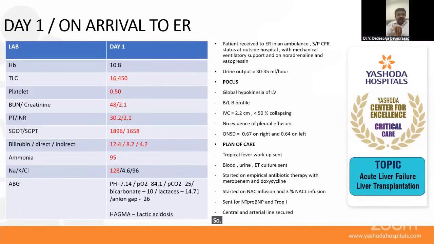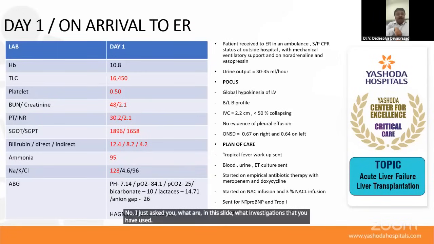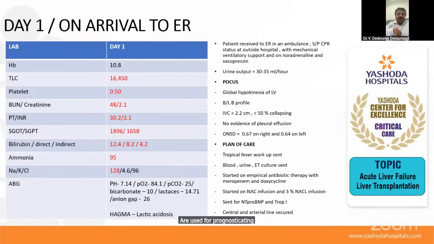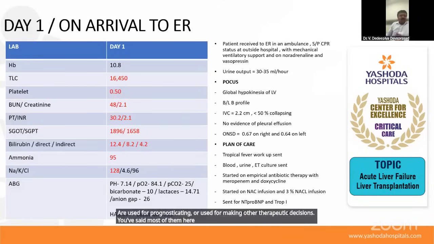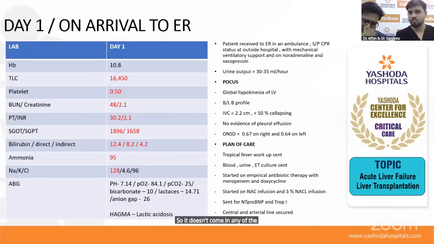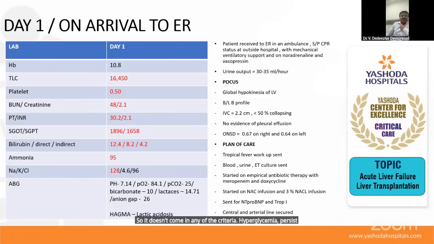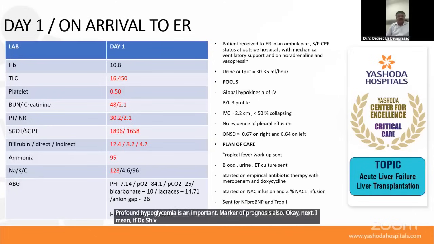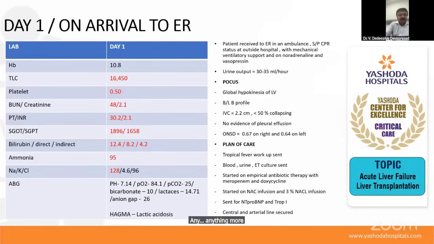So, I just asked you, in this slide, which investigations are used for prognosticating or for making other therapeutic decisions? You've said most of them here. Of course, sugars are also important. Hypoglycemia, though it doesn't come in any of the criteria, persistent, profound hypoglycemia is an important marker of prognosis also. Okay, next. I mean, if Dr. Shiva has anything more to ask on this particular slide.